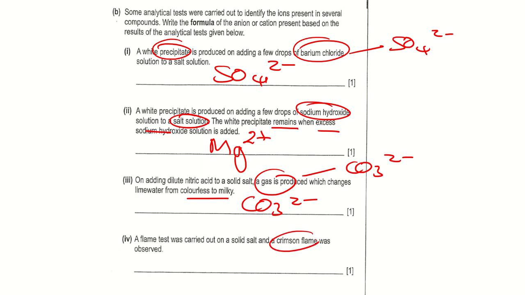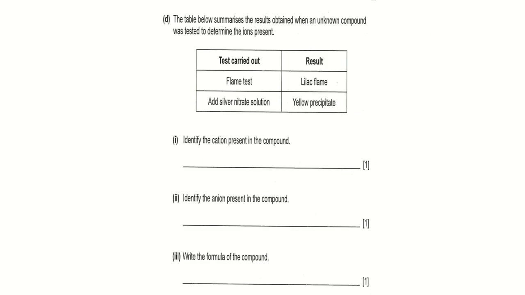A flame test was carried out. We got a crimson flame, same as we had in the last slide, I think, lithium +1 ion. Okay, identify the cation present here. The cation flame test, potassium ion. I think it's the first time it's popped up.